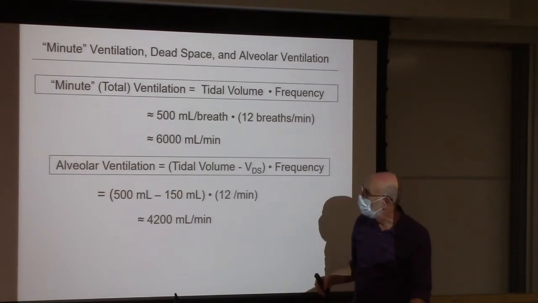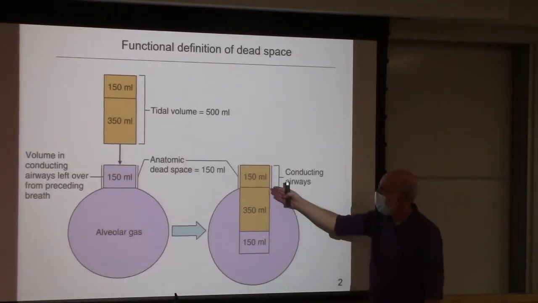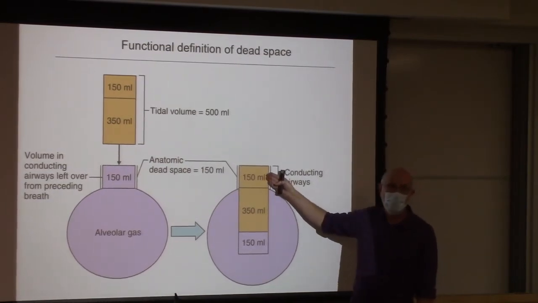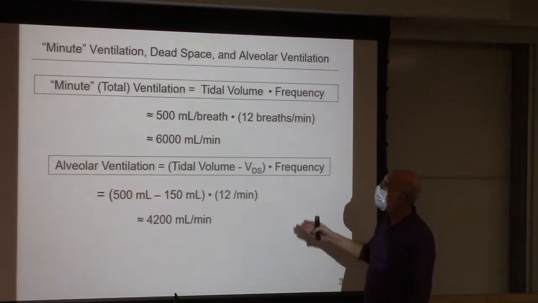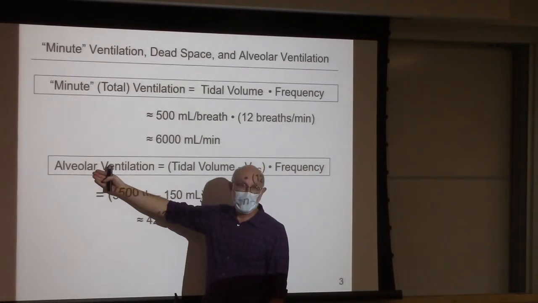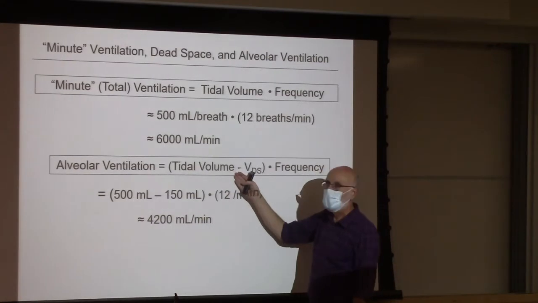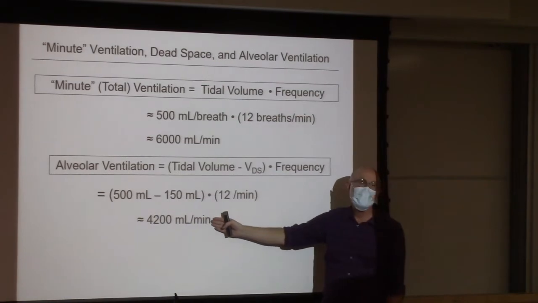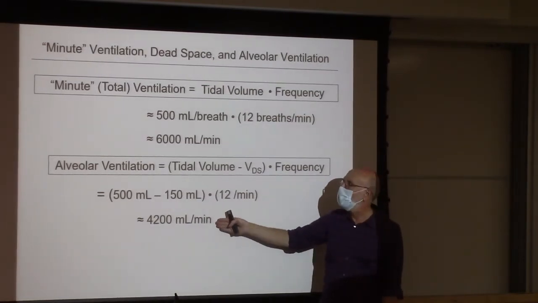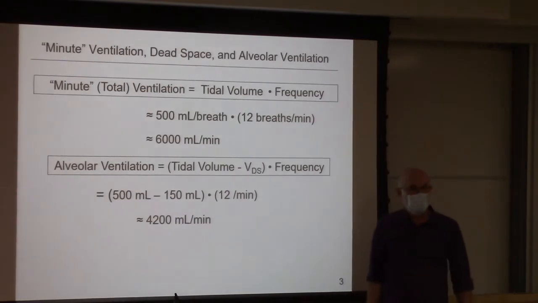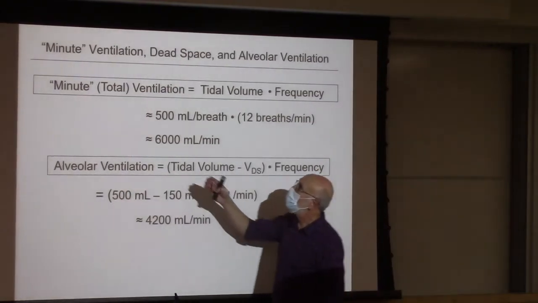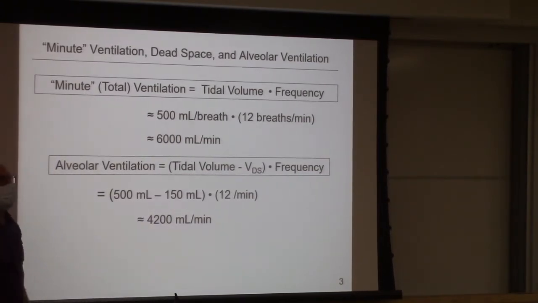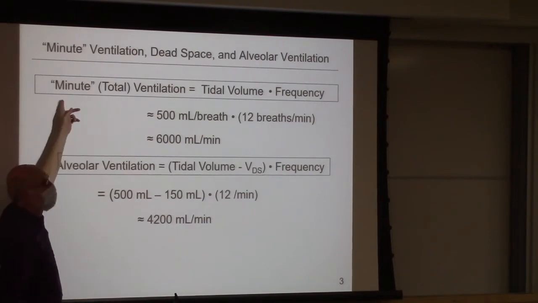So remember that alveoli are not completely ventilated by the tidal volume because some of it stays in the conducting airway and is dead space. So to calculate alveolar ventilation, you take the tidal volume, you subtract the dead space, and you multiply by the frequency. And you get an alveolar ventilation number, which is always smaller than the total ventilation number. Some books call the total ventilation the minute ventilation because it's mLs per minute. I'll call it total.